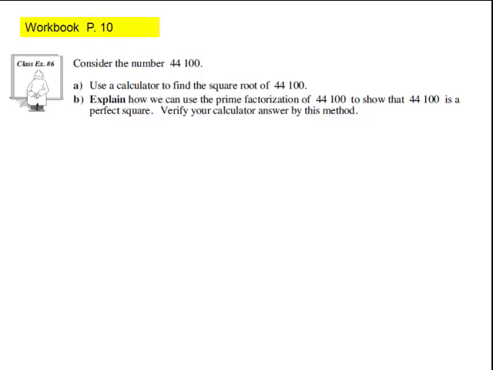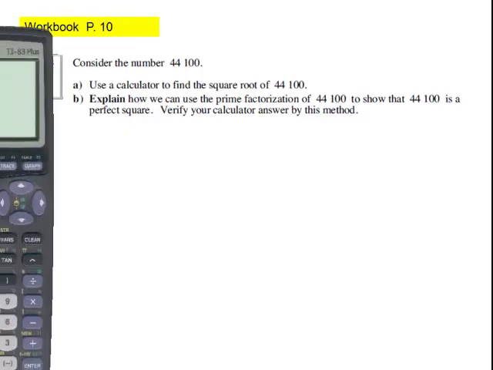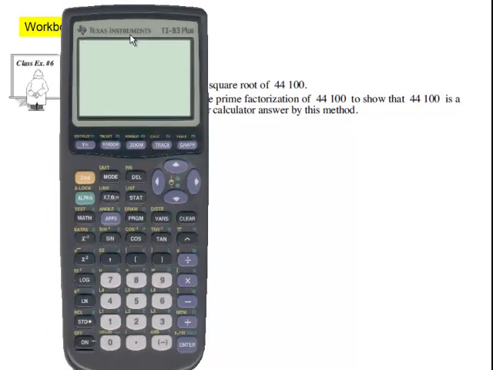Consider the number 44,100. The first part of this question asks you to use your calculator to determine the square root of this number. To do this, grab your calculator. For this example, I'll use a TI-83. You'll find the instructions are very similar to a TI-84, if that's what you have.